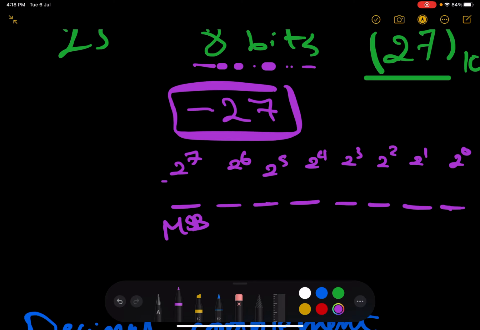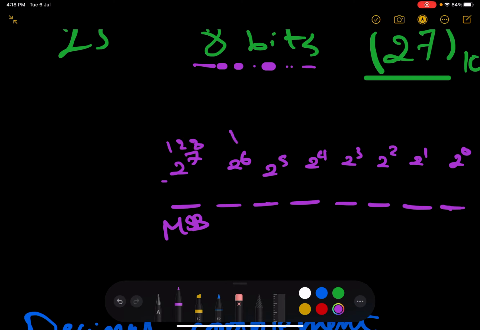Then for this part we have 128, 64 here, 32, 16, 8, 4, 2 and 1. And now, as 27 is less than 128, let's fill this one with 0. Same for 64 and 32.